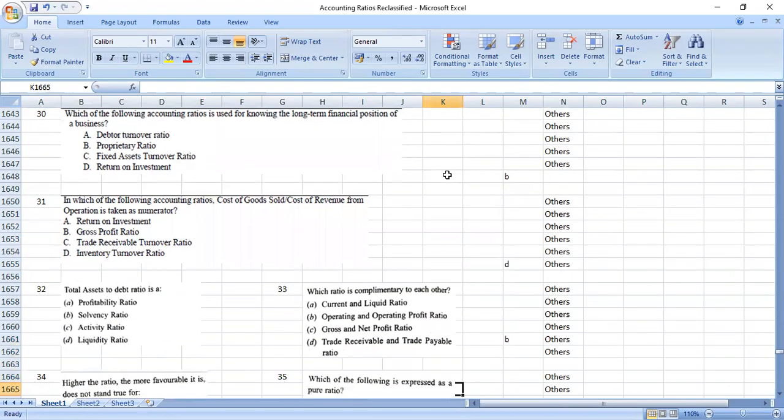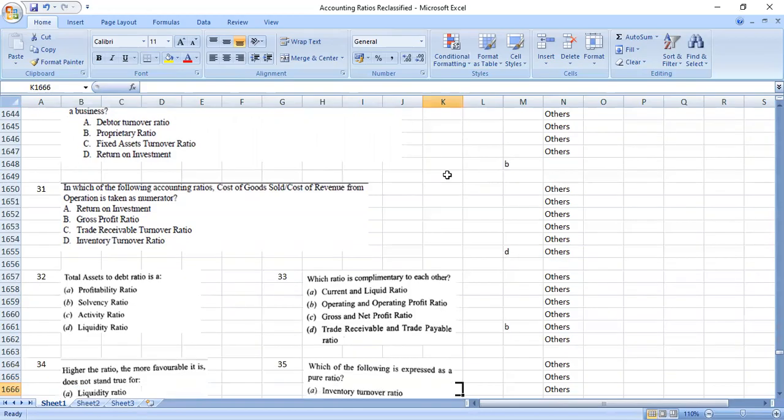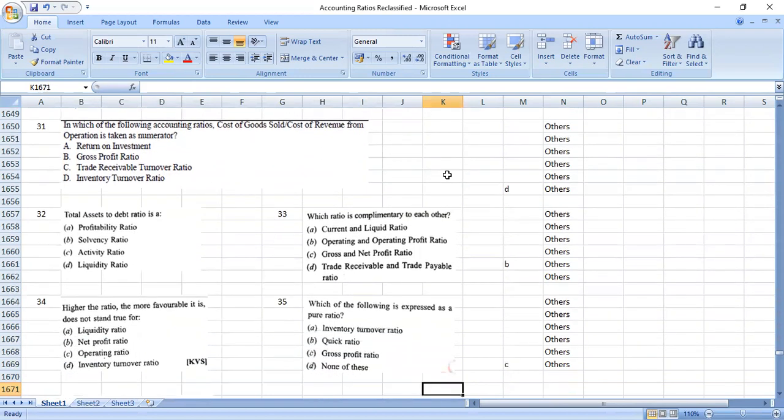Percentage means operating ratio. Which of the following accounting ratios is used for knowing the long term financial position of the business? Debtors turnover, fixed assets turnover, return on investment, proprietary ratio. Debtors and fixed asset turnover ratios are activity ratios. Proprietary ratio only talks about solvency of the firm and long term. So proprietary ratio is the correct answer.